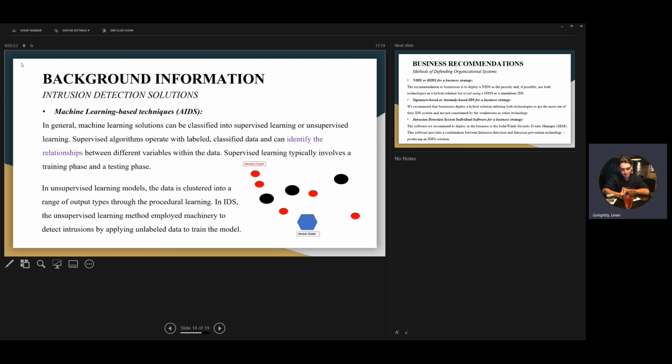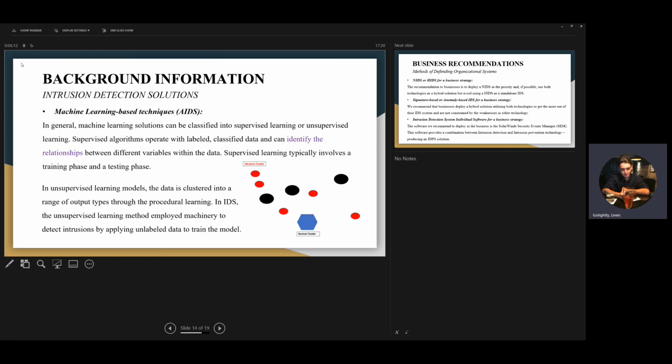So machine learning based techniques. In general, machine learning solutions can be classified into supervised learning or unsupervised learning. Supervised learning algorithms operate with labeled, classified data and can identify the relationships between different variables within the data. Supervised learning typically involves a training phase and a testing phase.